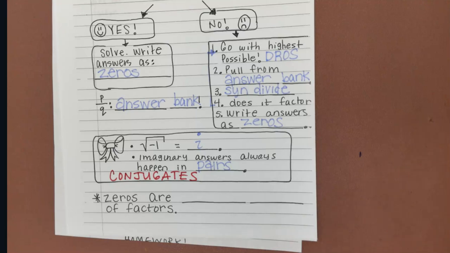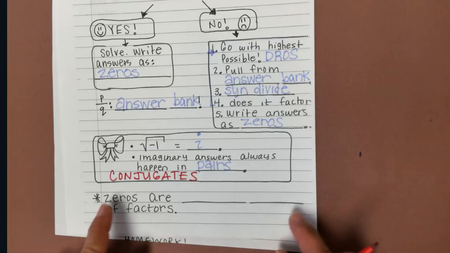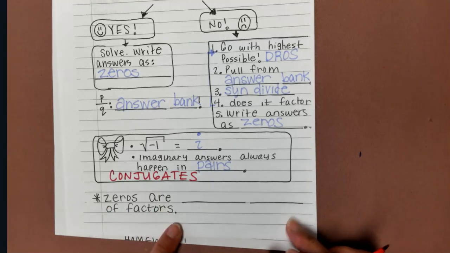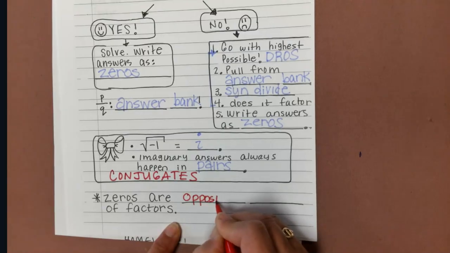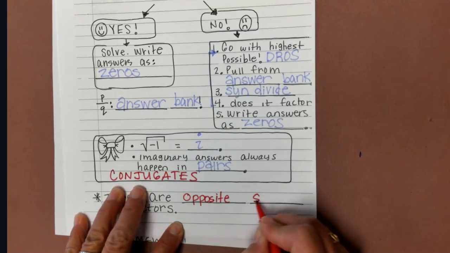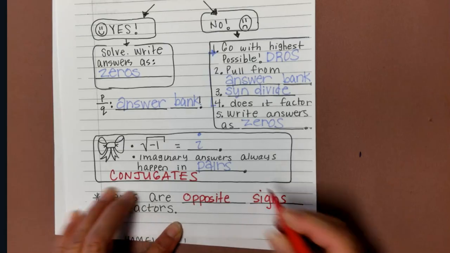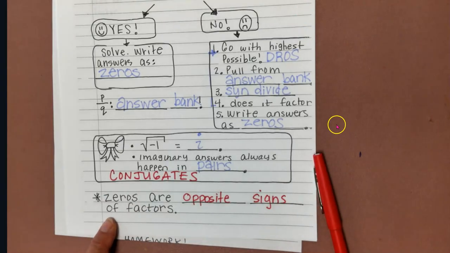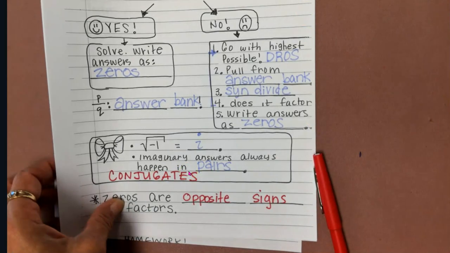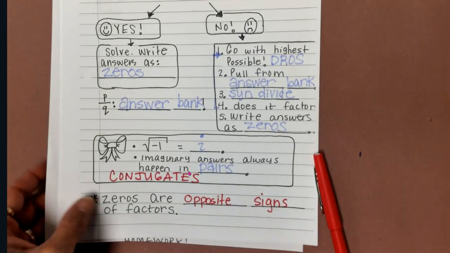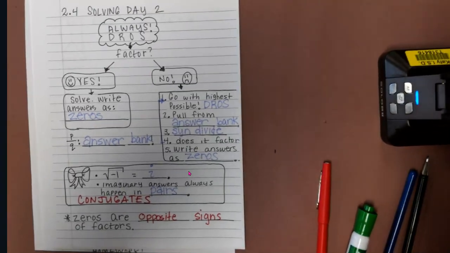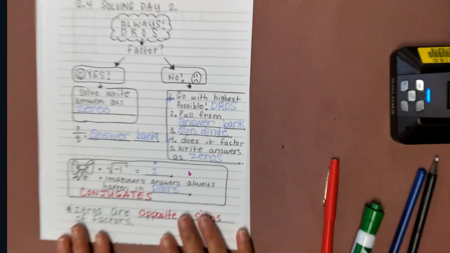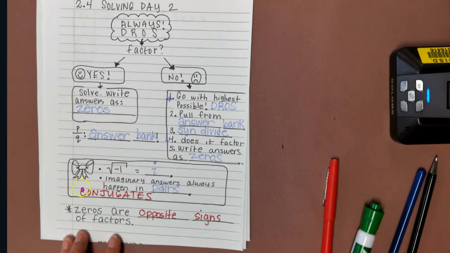So, last but not least, zeros are opposite signs of the factors. So if you have a minus in your factor, then the answer is going to be positive. If you have a positive in your factor, then it's going to be negative, and that is the fastest way that I can solve polynomials.